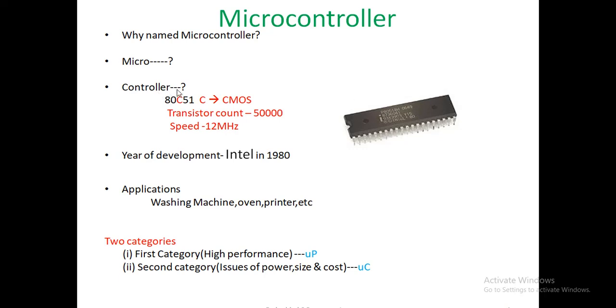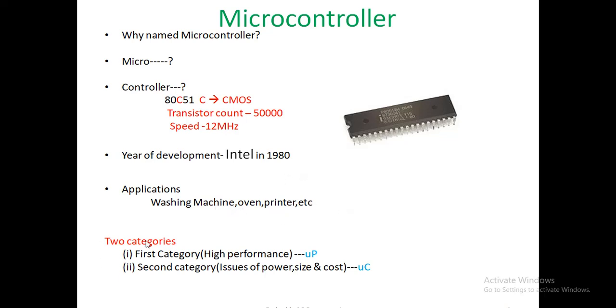This controller also consists of a processor. It processes information, but a microcontroller may be used for some control application. For manufacturing this 80C51, the transistor count was 50,000. The speed is 12 MHz. It was developed by Intel in 1980. This microcontroller is mainly used in specific applications that have to do a specific task, not general purpose. It performs only the specific task, for example a washing machine, oven, printer and so on.